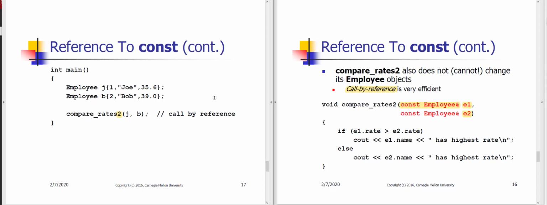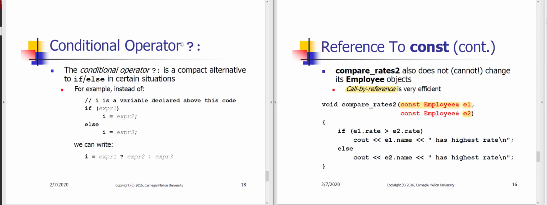Okay, so that's an introduction to references and some examples of what references are used for. We'll see more uses of references when we start implementing classes. The final thing we're going to take a look at in this lecture is the conditional operator, question colon.